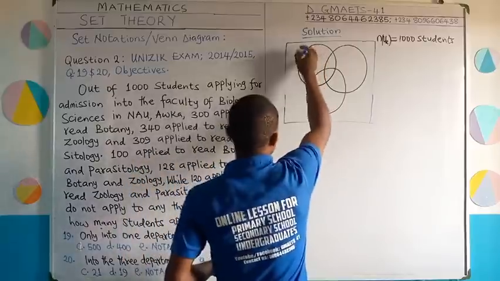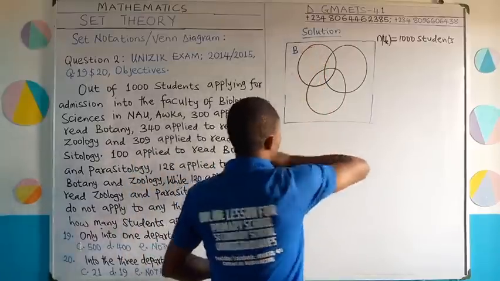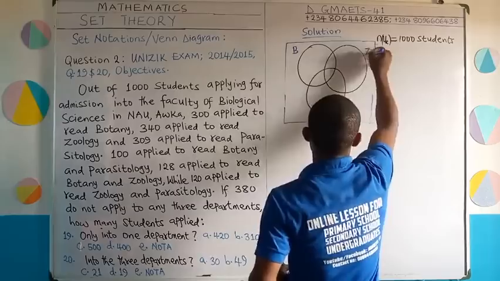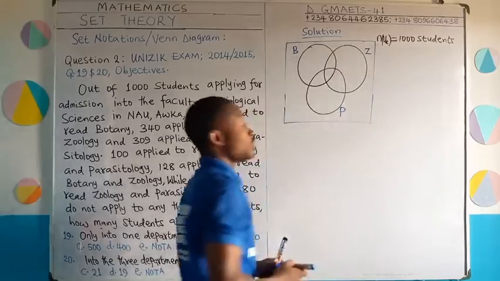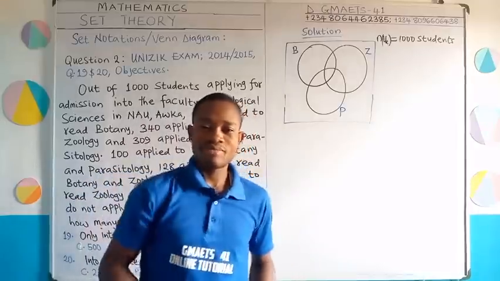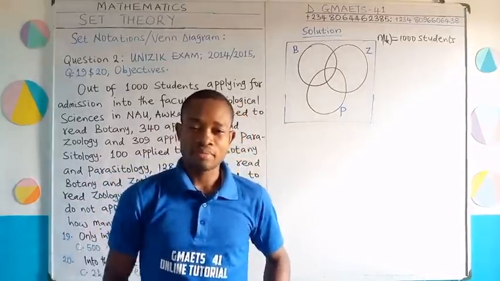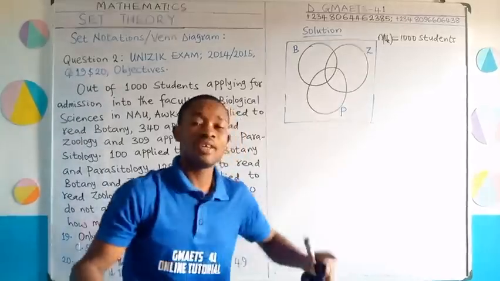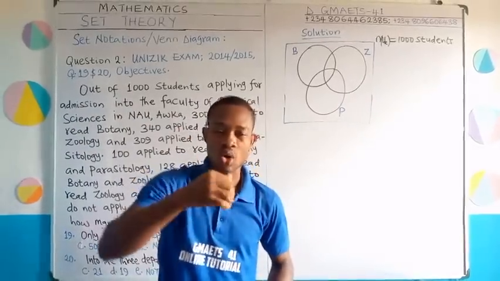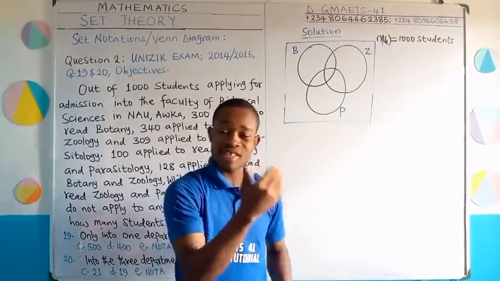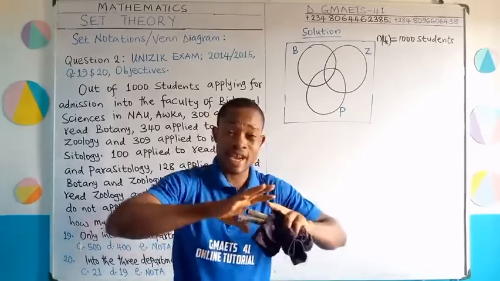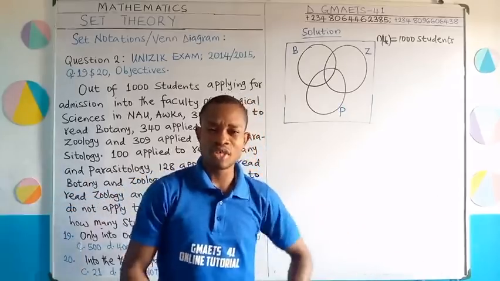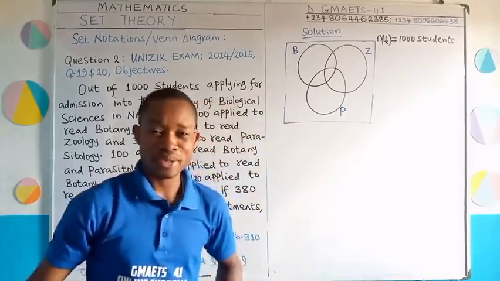Let me take this set to represent those that apply to the botany department, then this one zoology, and then parasitology. A very big secret: when analyzing a Venn diagram, it is best to start from the inner portion of the intersection, the core. So where all three sets intersect, start filling from there and then expand outward. If you do that, the problem will just be very simple.